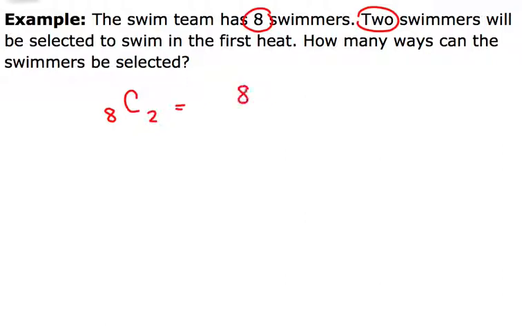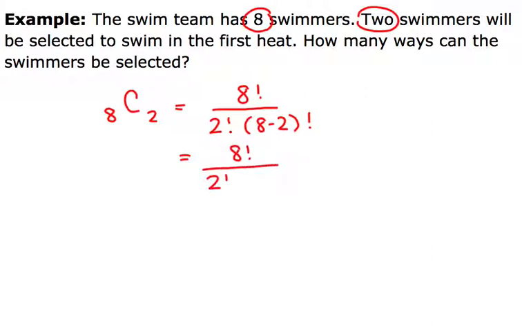Remember, it's 8 factorial over 2 factorial times 8 minus 2 factorial. So 8 factorial over 2 factorial, and now 8 minus 2 is 6 factorial. We're going to continue simplifying this. I'm going to start breaking down 8 factorial. 8 factorial is 8 times 7, and then 6 factorial is where I'm going to stop, because I have in the denominator another 6 factorial. So we're going to cancel those out.